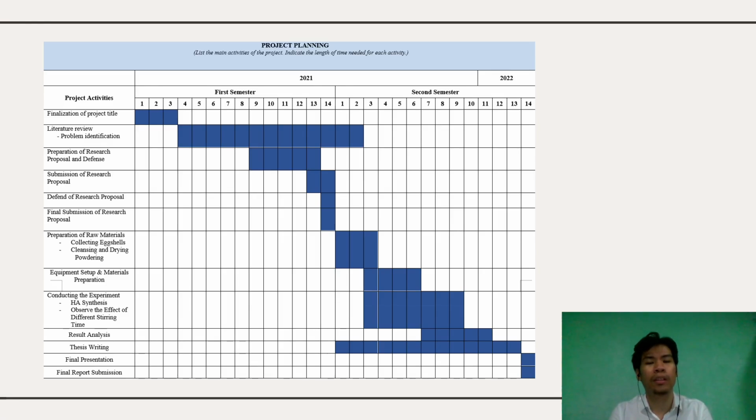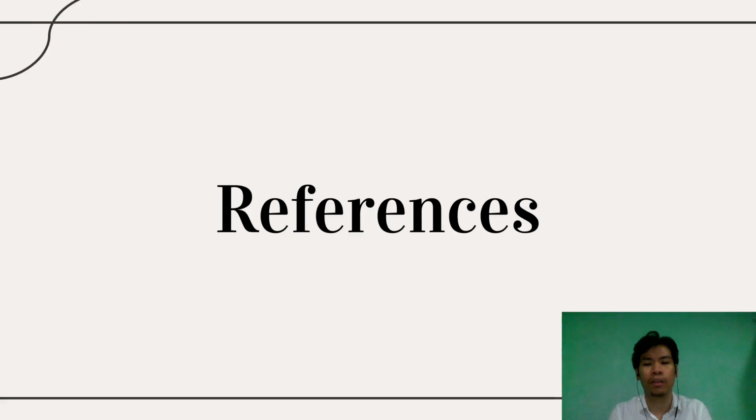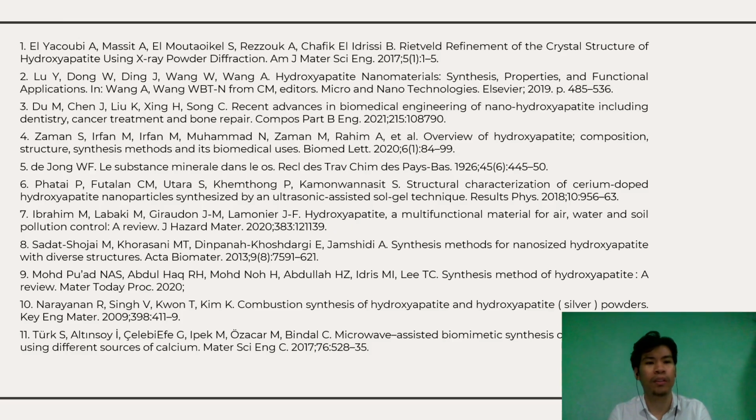In this figure, it shows the Gantt chart and flow of my project for FYP1 and FYP2. References. These are the references I have used.